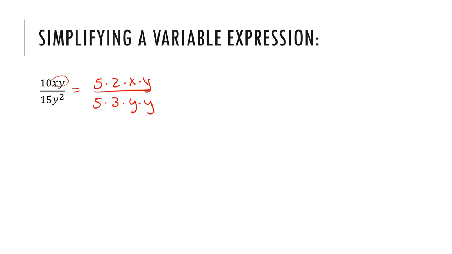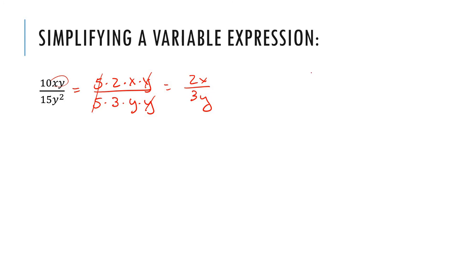The last thing we want to look at is variable expressions. Now, when we simplify a variable expression, we're going to first write the factors out. The factors of 10 are 5 times 2 times x times y. That makes my xy. The factors of 15 are 5 times 3 times y times y. And what I'm going to do here is cancel out the common factors. 5/5 is 1, so that will not change my value. y/y is 1, and I'm left with 2x over 3y.